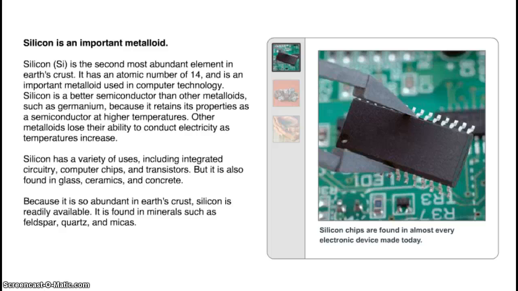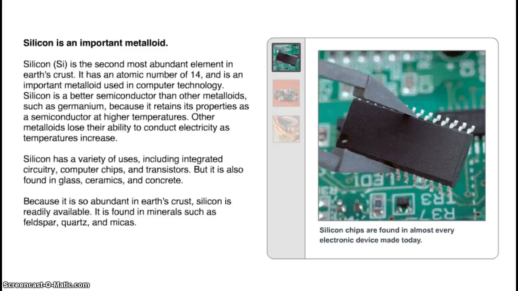Silicon is a better semiconductor than other metalloids, such as germanium, because it retains its properties as a semiconductor at higher temperatures. So you know how they worry about computers overheating? This is part of why, because it has to do with the heat that the elements can handle and still perform the way that they should to make your computer work perfectly. Other metalloids lose their ability to conduct electricity as temperature increases.